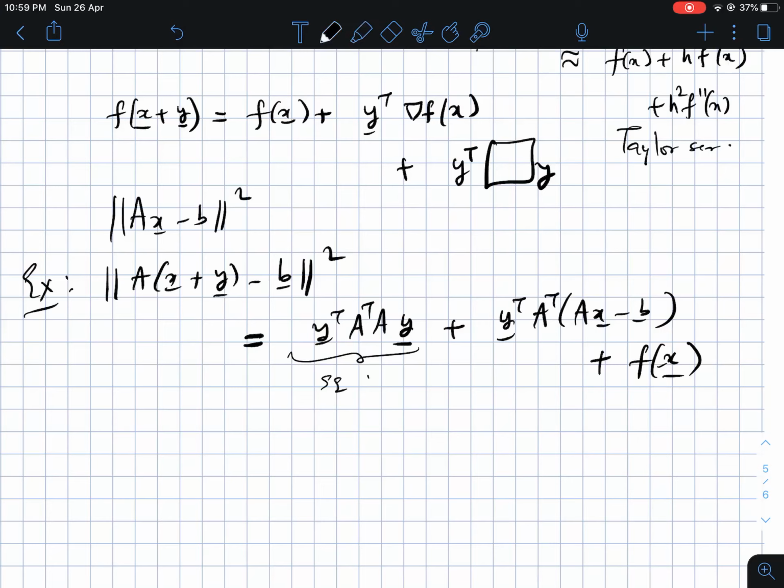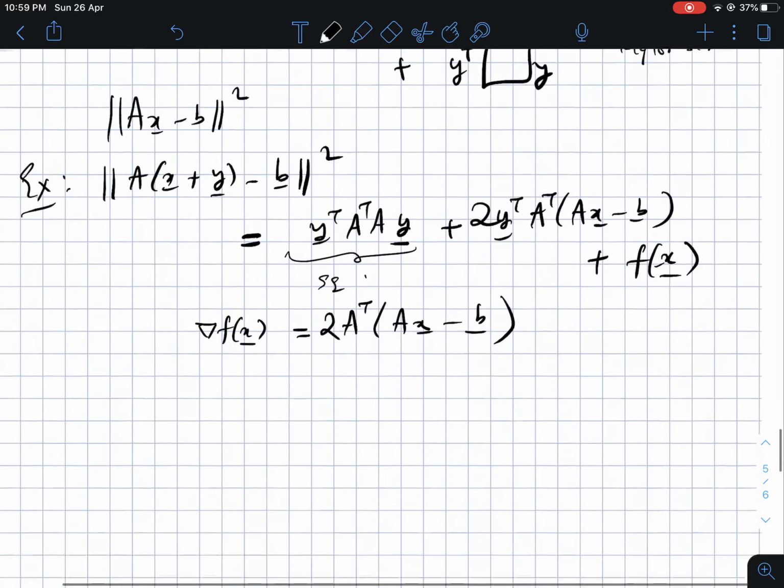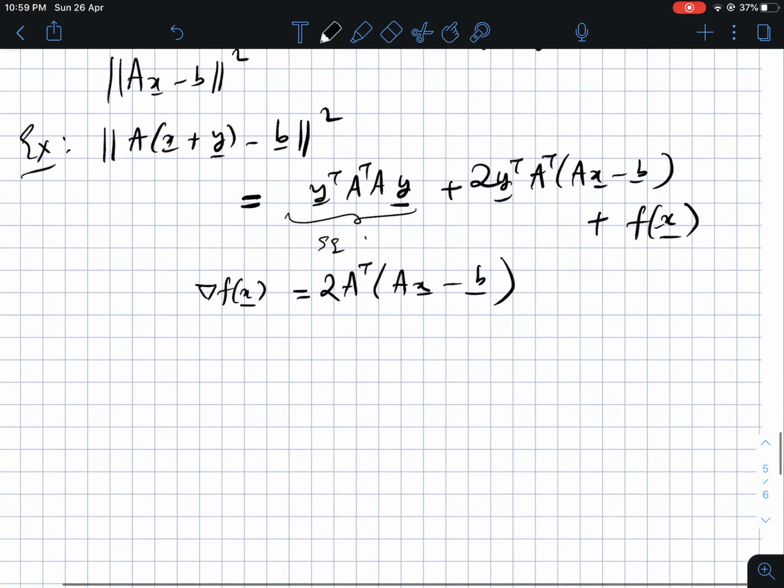So you can simply read off the gradient: grad f of x is equal to A transpose times (A x minus b). Oh, by the way, there is a factor of 2 here. I always keep forgetting that. So 2 A transpose times (A x minus b). This is your gradient. So how many computations are required to find the gradient?